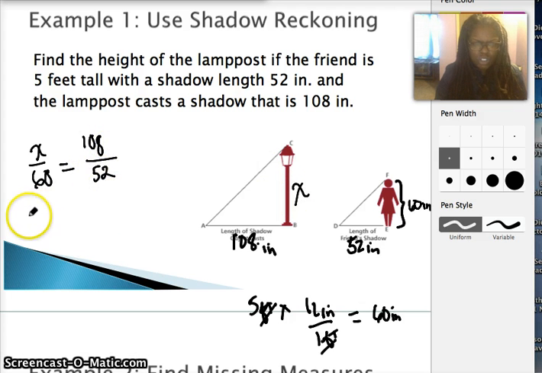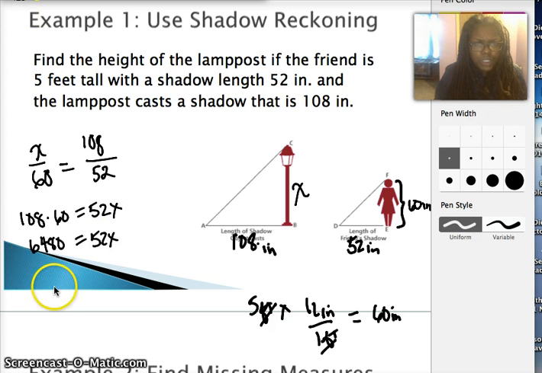I know you guys are like, oh, crazy lady. All right, so we're going to do 108 times 60, and that's going to be equal to 52x, which gives us 6,480 is equal to 52x.